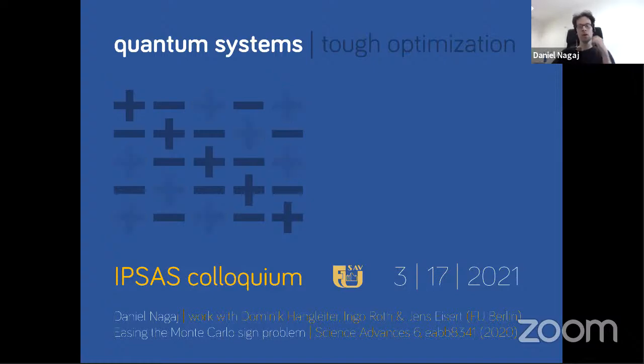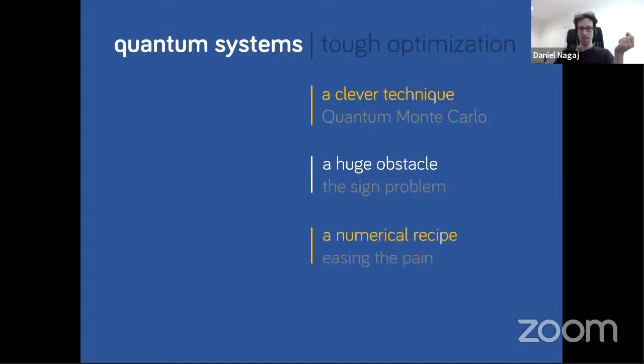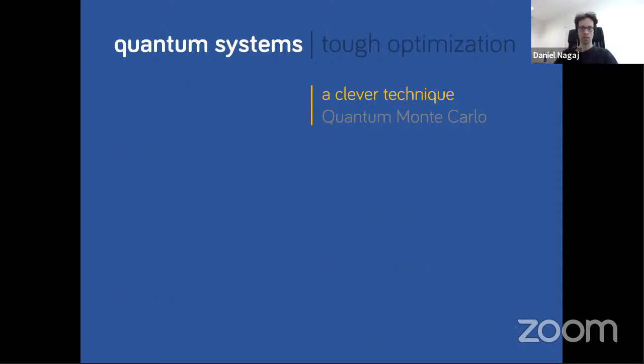What I want you to learn today is that there is a clever technique for simulating quantum systems called quantum Monte Carlo. There's a big obstacle to why it doesn't run smoothly. It's called the sign problem. There is a numerical recipe for making it better and running easier that we have come up with. And there's a complexity result that in the end, it's still not too good. It's still hard in the worst case. I'm going to spend about 10 minutes on each of these things.